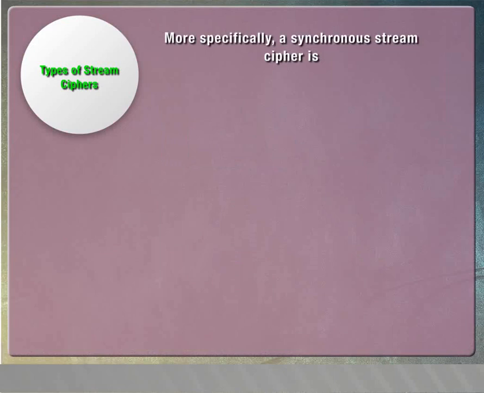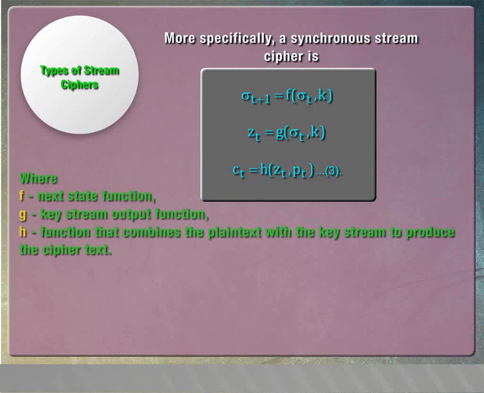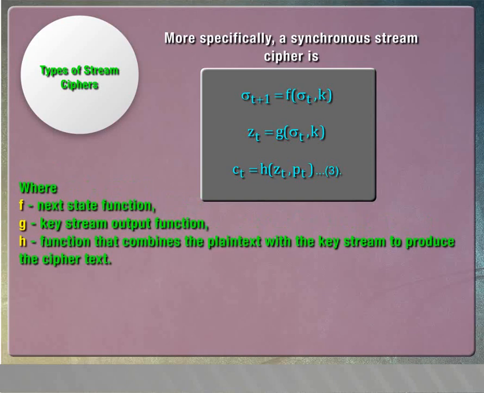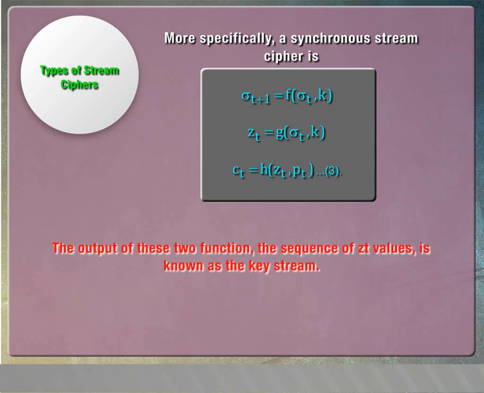More specifically, a synchronous stream cipher is: sigma_{t+1} = f(sigma_t, k), z_t = g(sigma_t, k), c_t = h(z_t, p_t), where f is the next state function, g is the key stream output function, and h is the function that combines the plaintext with the key stream to produce the ciphertext. Note that decryption only requires inverting the h function. The two functions f and g in equation 3 are together known as the key stream generator. The output of these two functions, the sequence of z_t values, is known as the key stream.